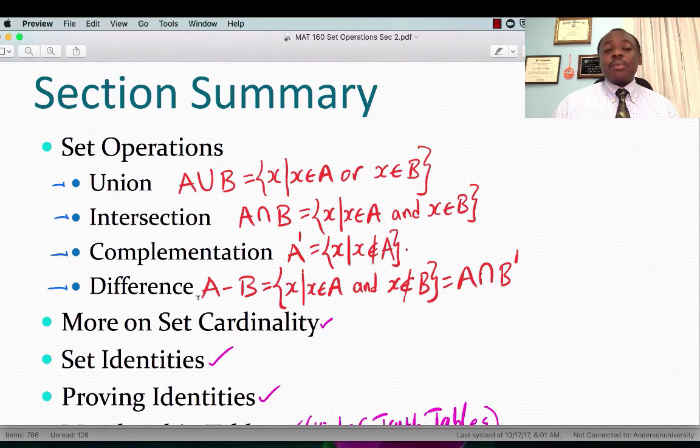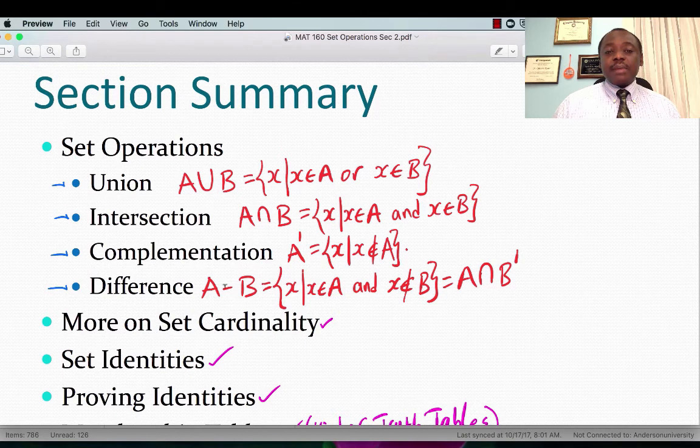So union is or and intersection is and. Then we will look at complementation, or the complement of A, which is written as A prime or A bar or A with a little c on top of it. And that is simply the set of all elements X such that X is not in A. Again, when we say the set of all elements X, we assume that the domain is properly defined. In this case, the universal set is properly defined.